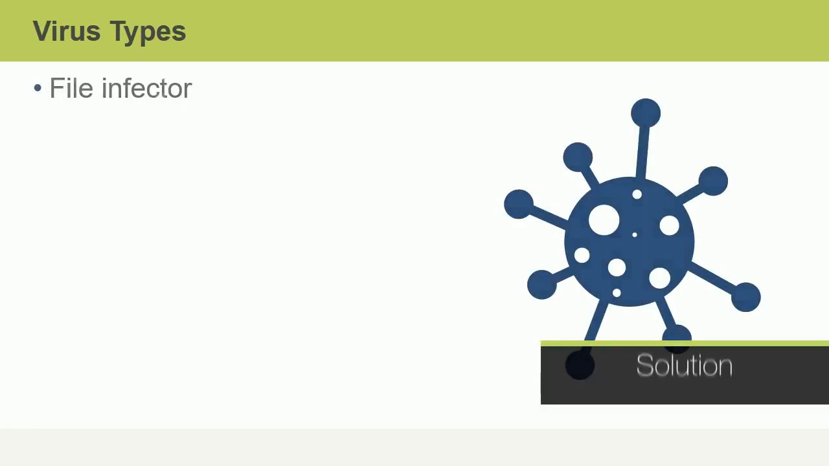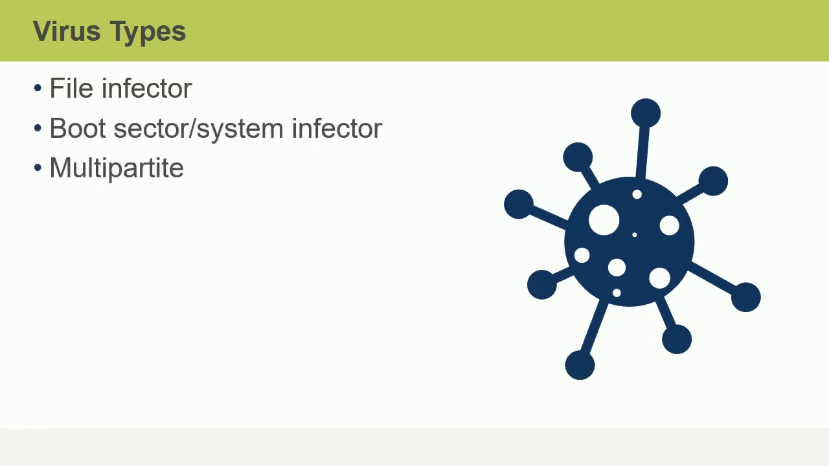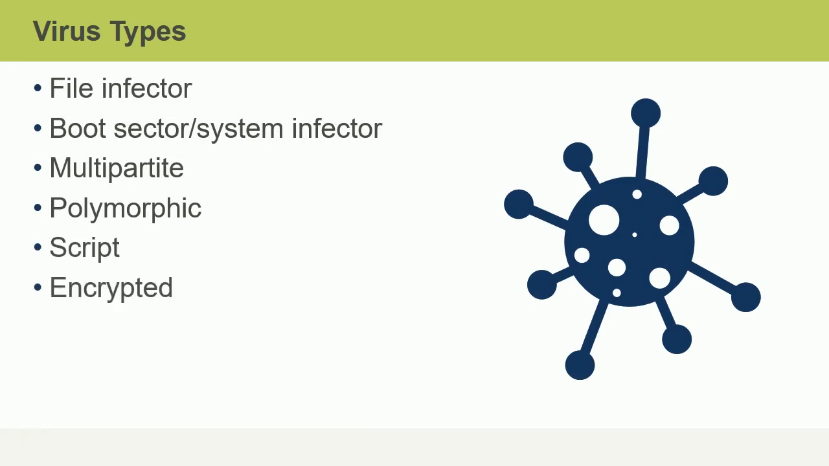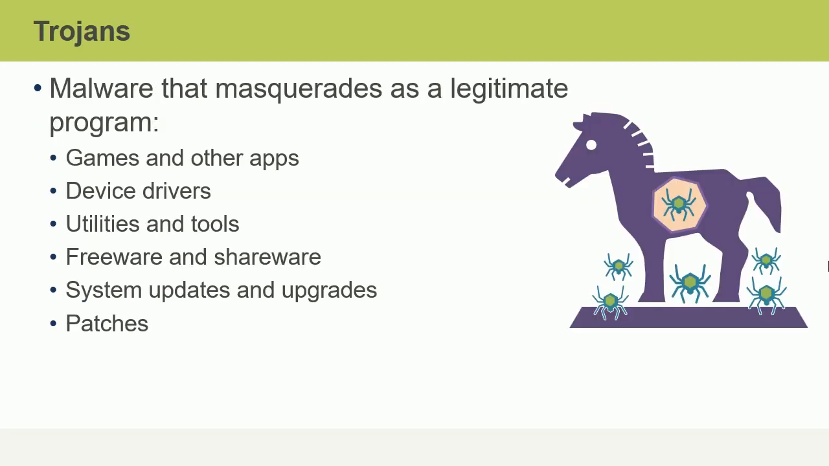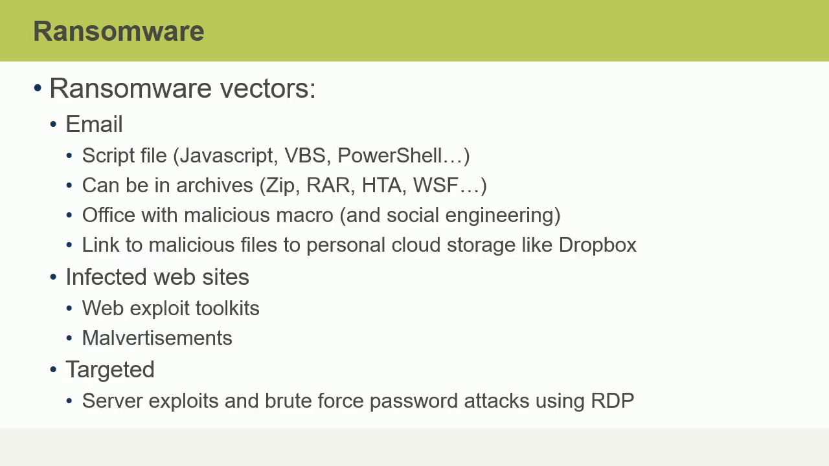The first thing I asked for was 4 different virus types. So we have file infector, boot sector, system infector, multipartite, polymorphic, script, encrypted, macro, and companion. If you said 4 of any of these, then you got the right answer. Next, I asked you to give me 4 legitimate programs that could actually be Trojan horse software. If you said games, device drivers, utilities, tools, freeware, shareware, system updates, upgrades, and/or patches, then you got the right answer.